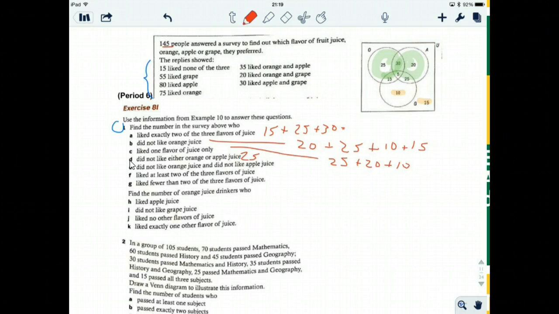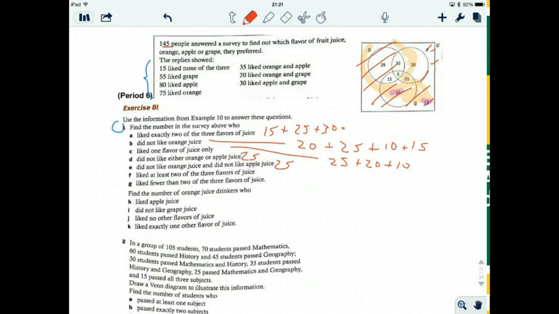Did not like orange juice and did not like apple juice. So did not like orange juice, I colored in orange. Did not like apple juice, I colored in red, cross-hatching. And so what is colored both orange and red? So that would be only 10 and 15. So again, we have the answer is 25.